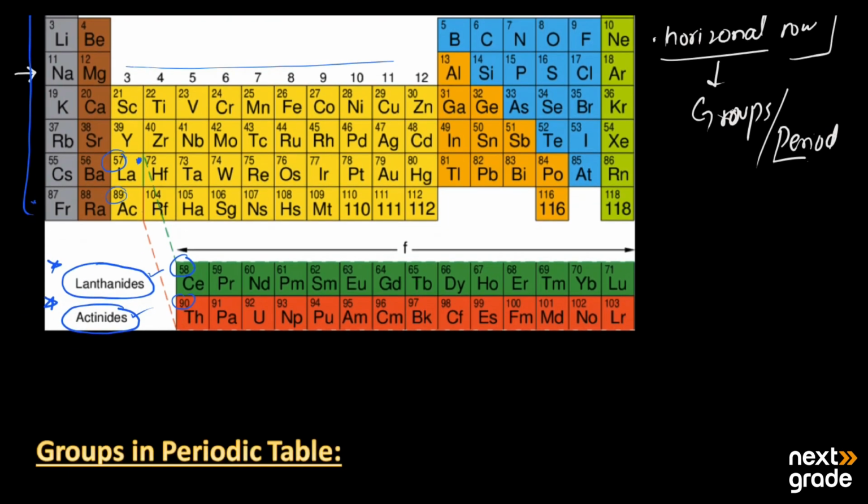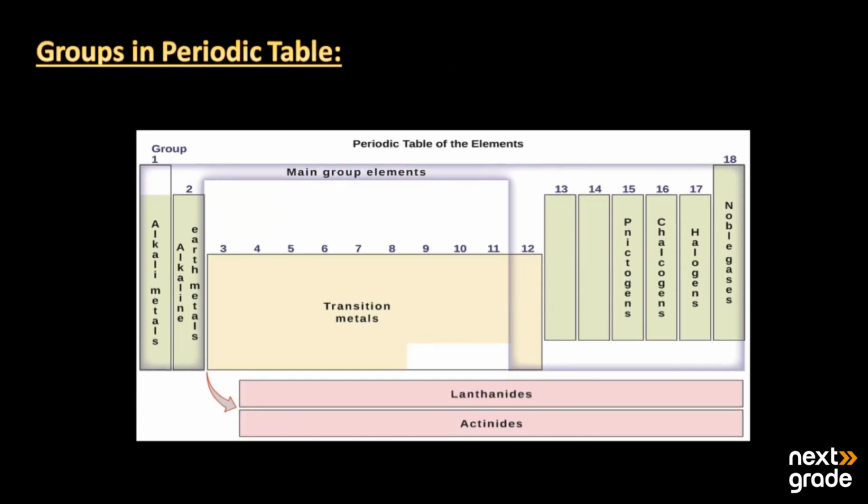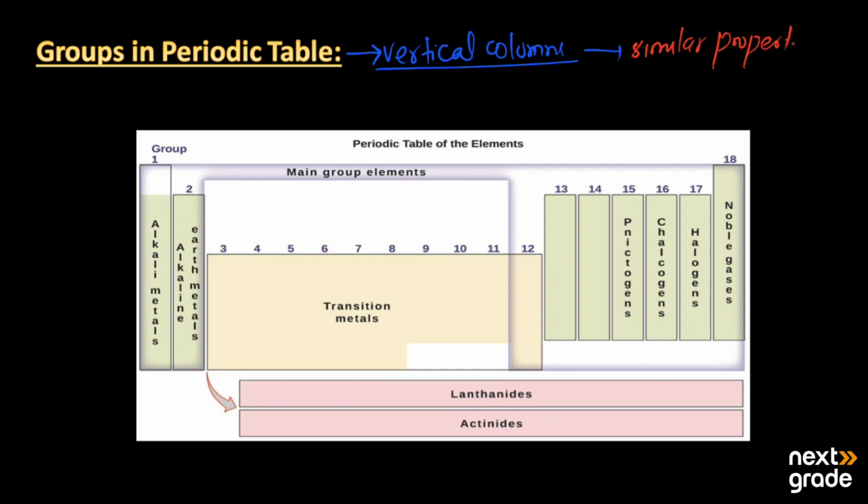Next we have the description about the groups in the periodic table. Basically, the groups in the periodic table are known as the vertical columns. These vertical columns are known as groups, and all the elements that have similar properties have been placed in the same group. Mainly there are a total of 18 groups, from group 1, 2, 3, 4, 5, 6, and so on, until we reach group 18.